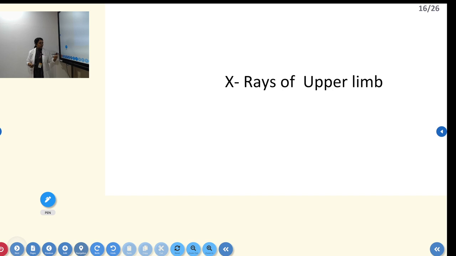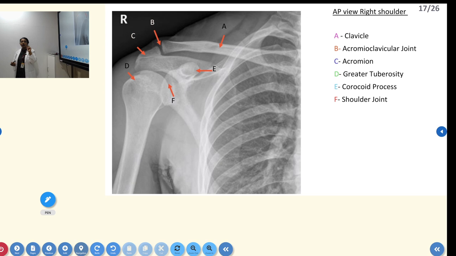So the first X-ray in upper limb is the AP view of right shoulder. So here we have the AP view, which means the X-ray tube will be placed anterior to the subject. Now the order in which we are going to read this X-ray is, one, first we'll identify the view, second we'll identify the bones, and third we'll identify the joints.